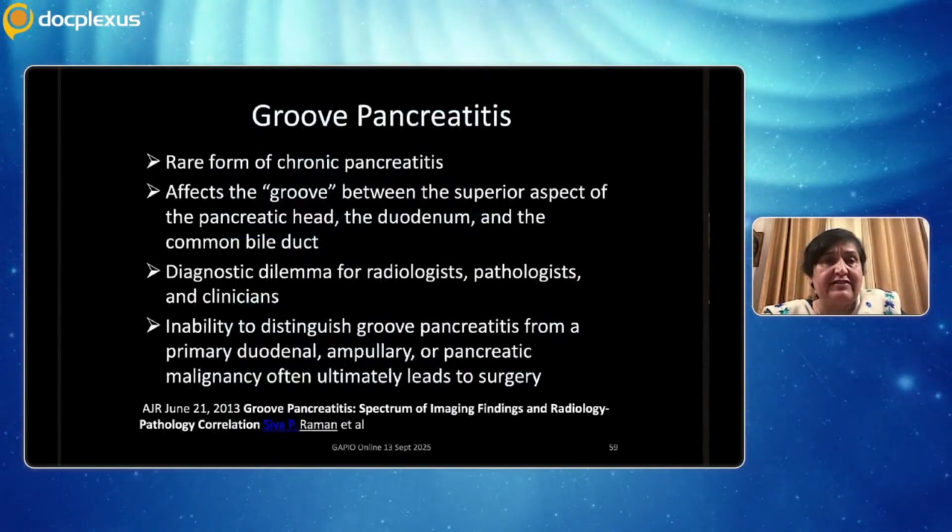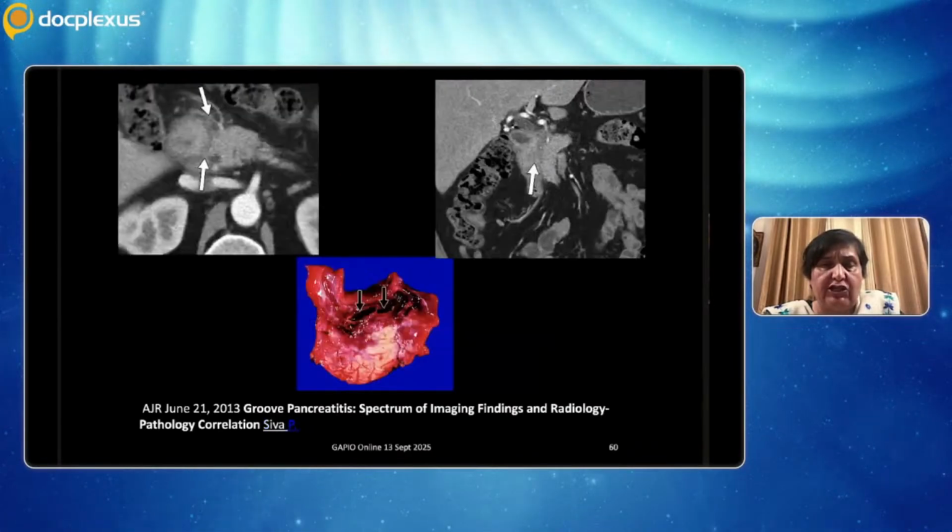Groove pancreatitis is a rare form of chronic pancreatitis which affects the groove between the superior aspect of the pancreatic head and the duodenum. It's a diagnostic dilemma for radiologists, pathologists, and clinicians, and inability to distinguish it from primary duodenal, ampullary, or pancreatic malignancy often leads to surgery.